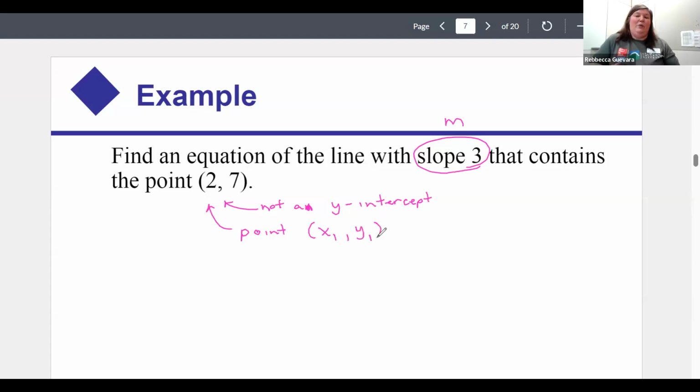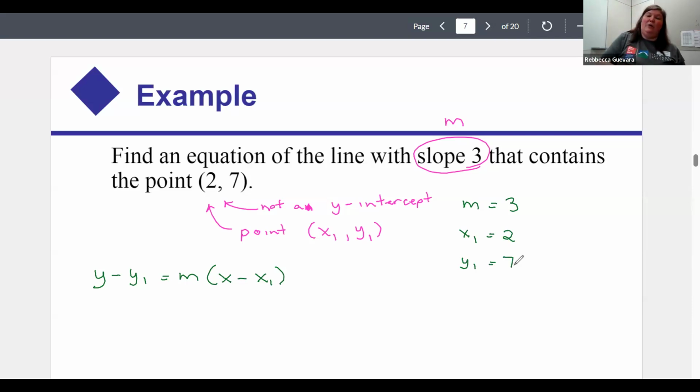So remember, if we had a point x1, y1, and we had a slope of 3, we can use this. This was called our point slope form. And what it said is y minus y1 equals m times x minus x1. So this is still the equation of a line. We just need to fill it in. So as we said, slope is 3. We have a pair of points, an x and a y. So we're going to say that x1 is the 2 and that y1 is the 7.